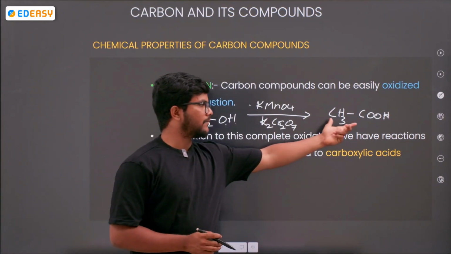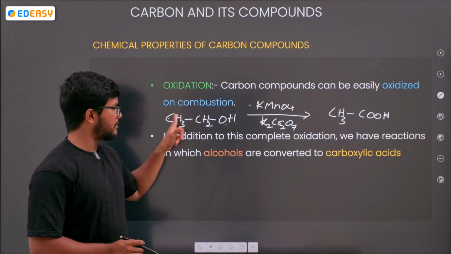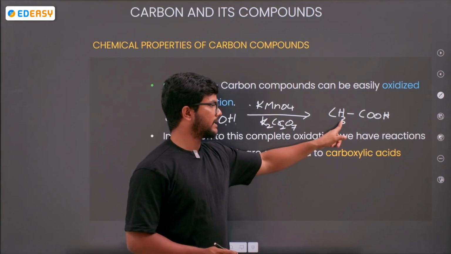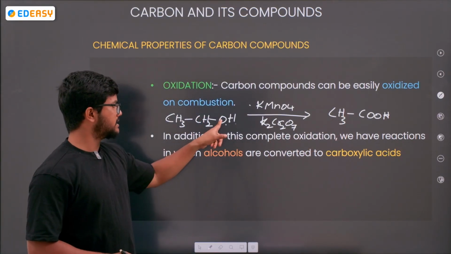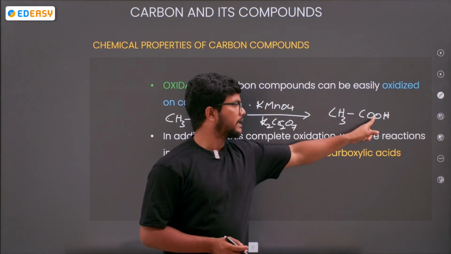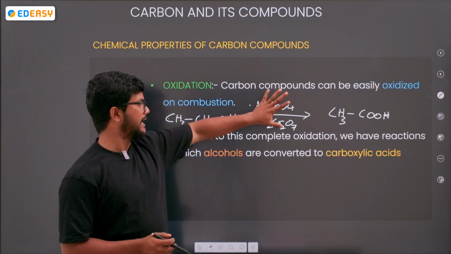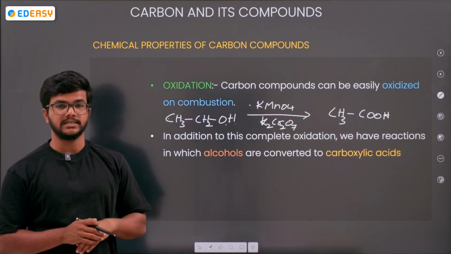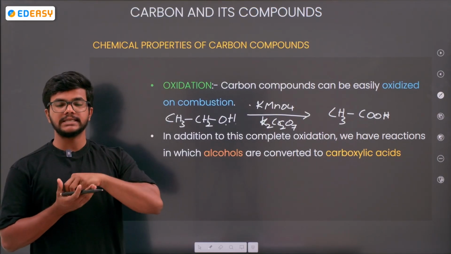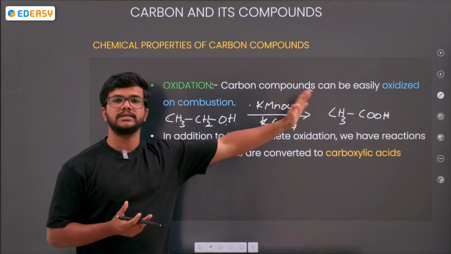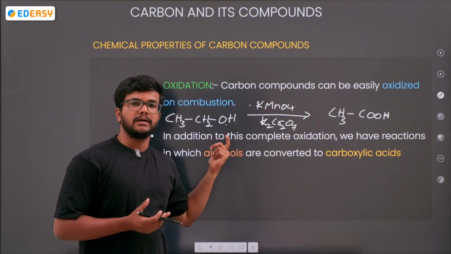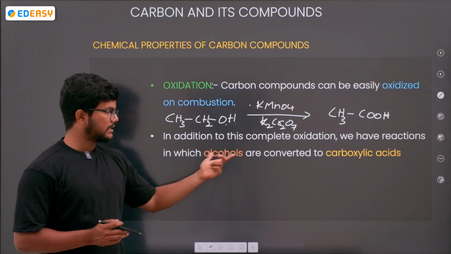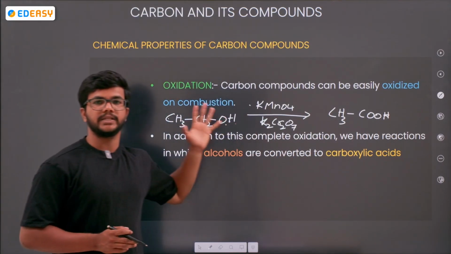Okay, CH3COOH. So here what happens? The number of carbons is the same, two carbons. There were five hydrogens here, but only three hydrogens are left, so two hydrogens were removed and OH is converted to OOH; oxygen is being added to the compound. These are called oxidizing agents and this reaction is considered oxidation. So oxidation means addition of oxygen with some oxidizing agent, which converts the reactant from deoxidized to oxidized. So alcohols are converted to carboxylic acid with this reaction.